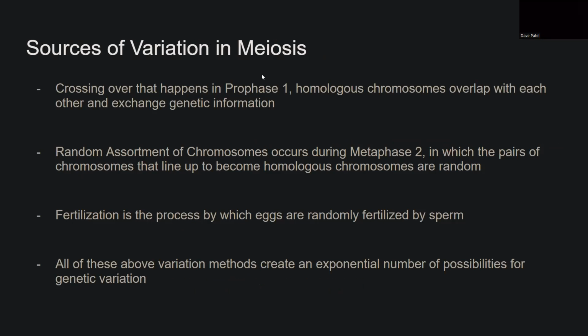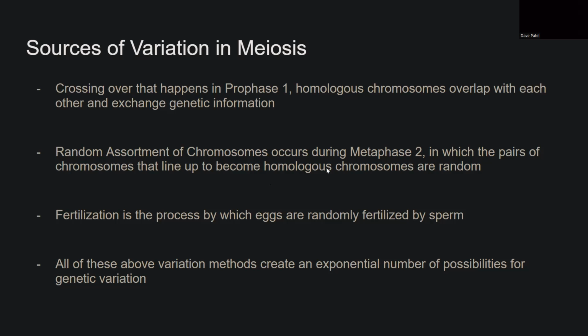And then finally, you have sources of variation in meiosis. We talked about crossing over already. It happens in prophase 1, where the 2 chromosomes that randomly find the homologous chromosome pairs, that process is random, so that creates genetic variability. You have random assortment of chromosomes, which occurs during metaphase 2, when the sister chromatids align at the spindle fibers in the center. The pairs of these sister chromatids that line up, that process is fully random. It's incorrect on the slide, sorry about that.